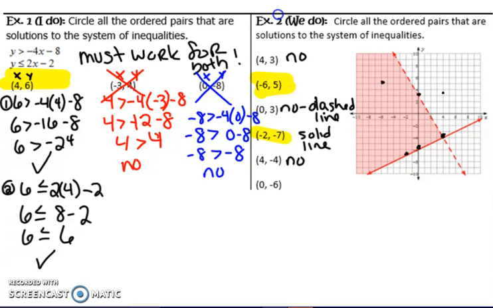Because one of them is a dashed line, it is not a solution. 0, negative 6 is my intercept of my solid line. So again, because it's on that solid line, it's included, so it is a solution. Make sure you always look at your lines. If it's a solid line, we know that's greater than or equal to or less than or equal to. Well, that equal to tells us it's included, so we can do that. If it's just greater than, it cannot be equal to, so it's not included.